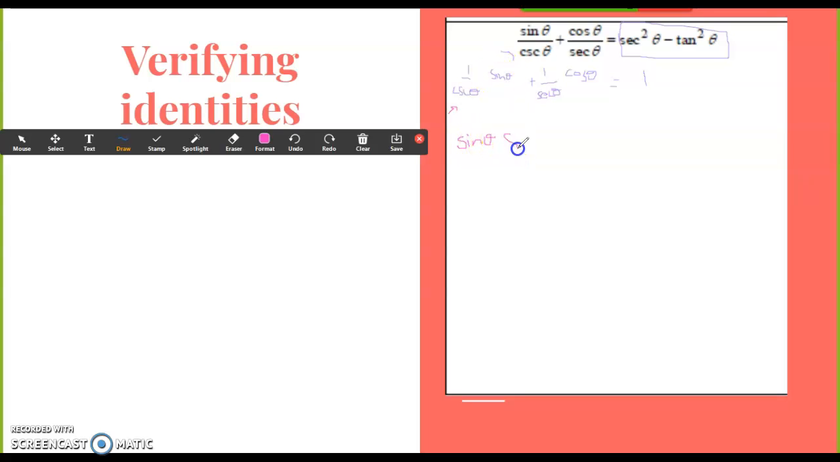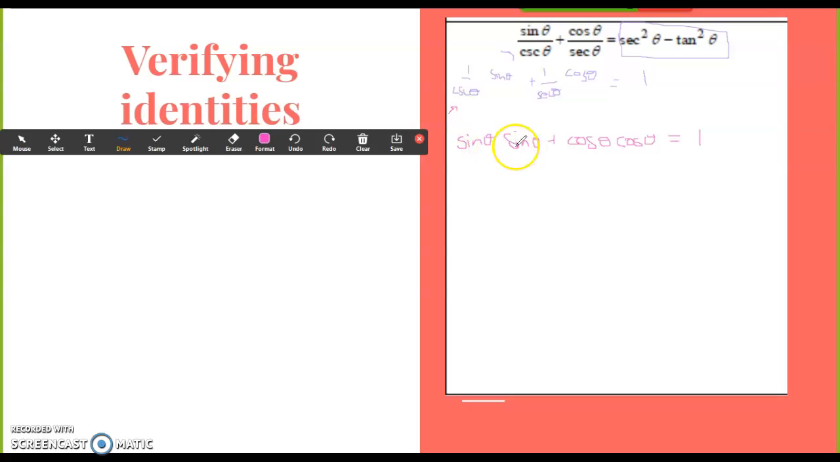So I'd have sine of theta times sine of theta. Notice the same thing would happen over here. We would end up, though, with a 1 over cosine of theta, because secant of theta is 1 over cosine. So that would cause a flip up again for that cosine to the numerator. So we'd end up with the cosine of theta times the cosine of theta. All right. And this all equals 1.